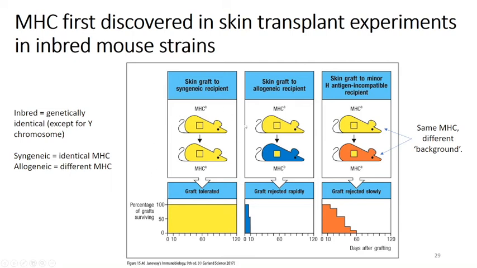For the most part, those mice are genetically identical. You can take a tissue graft from one strain of mouse and put it in the same strain. As long as it has the same MHC, shown as MHC A in yellow, that graft is tolerated. However, if you take a tissue graft from that same strain and put it into an unrelated strain that has a different MHC, that graft is rejected very rapidly.